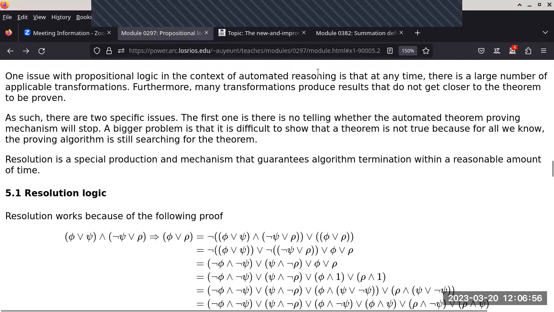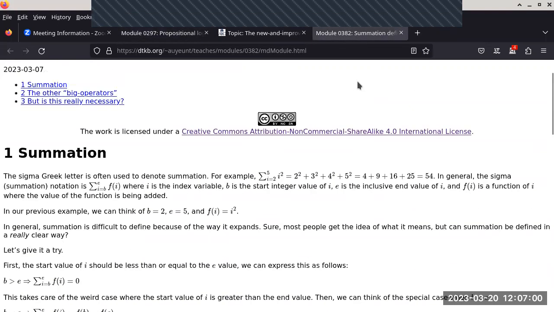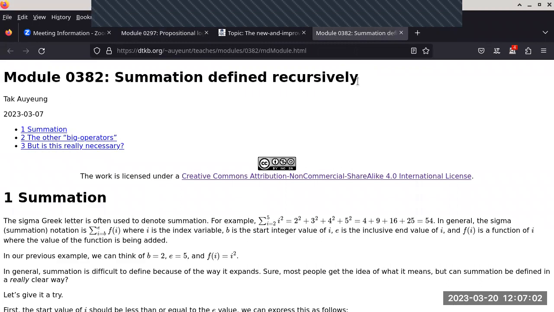All right. So the first thing is, how many people read this module? Because I sent you guys a link. Sort of. So what do you guys think? I think this is a great way to explain summation by defining it recursively.